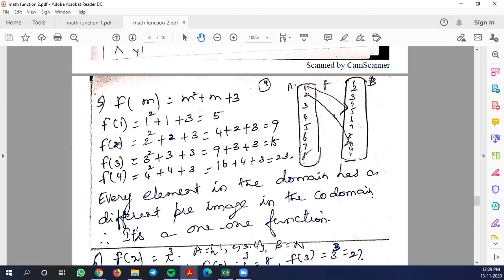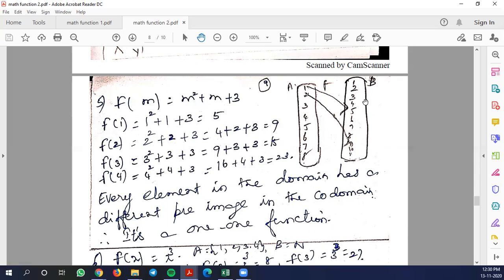Then in the place of m, you have to substitute 2, f of 2. So 2 square plus 2 plus 3. 2 square is 4, plus 2 plus 3, so it is 9. Then f of 3, 3 square plus 3 plus 3. 3 square is 9 plus 3, 12, plus 3, 15. F of 4, 4 square plus 4 plus 3. 16 plus 4 plus 3, it is 23.